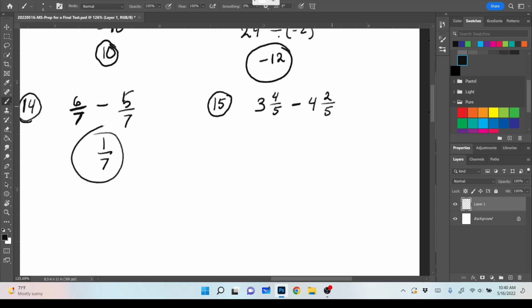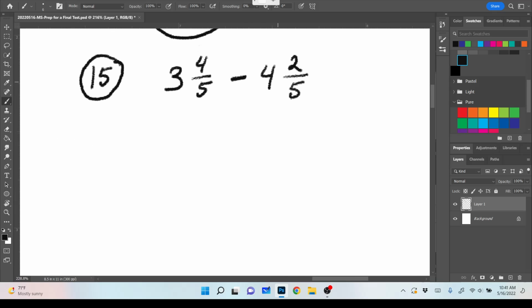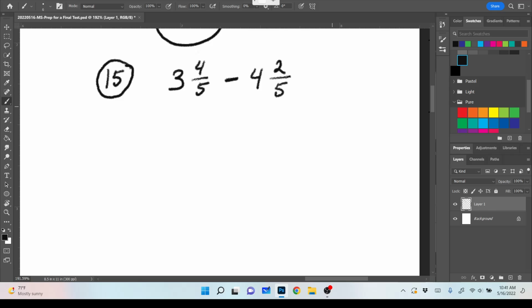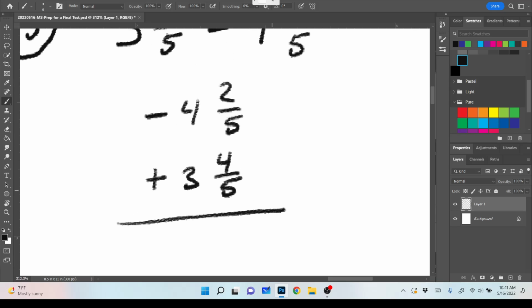We do need to stack them. Which one's going to go on the top? The bigger one goes on the top. I thought you said the bottom. Oh. 4 and 2/5 is going to go on the top. So what do we need to do here? Do we remember how to do this? Because we can't take away 4 from 2. Can't happen. So what do we got to do?